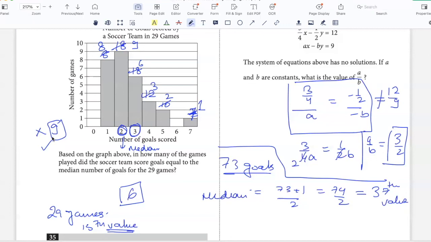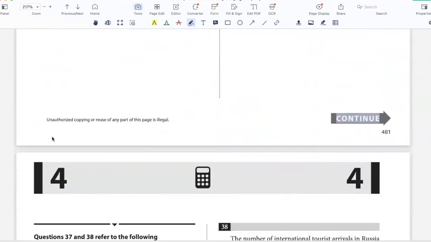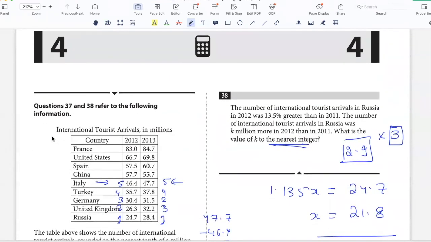Okay, so this was a useful exercise, especially with regard to question 38, where the need to read the question carefully is very important. So make sure you do that.